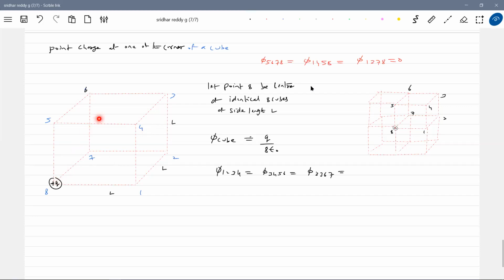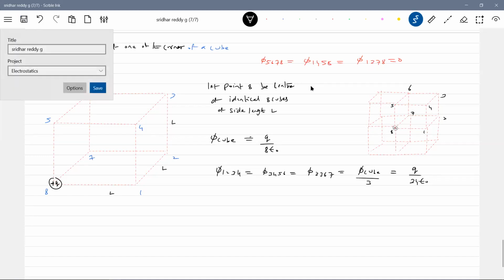Now, of all the flux linking this cube, 1/3 will link each particular face. The reason for that, you can see: this face and the other face will be lying symmetrically with respect to corner 8. So therefore, it should be equal to Q by 24 epsilon naught. These are very popular problems.